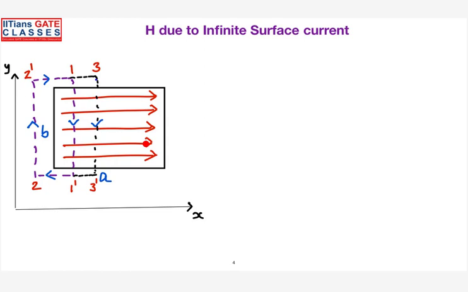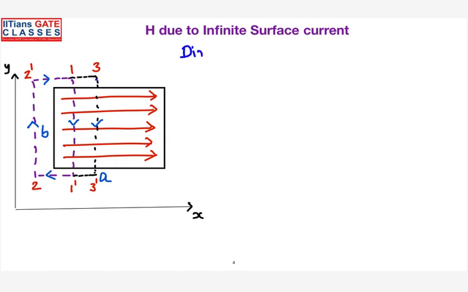Now, will there be any magnetic field in the z direction? Right now this is the x direction and this is the y direction. Do you have any component of magnetic field which lies in the z direction? That we'll see later. First of all, we'll see the direction.